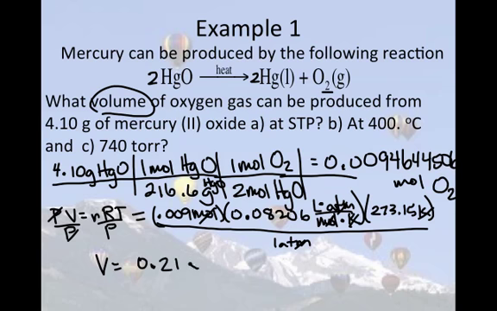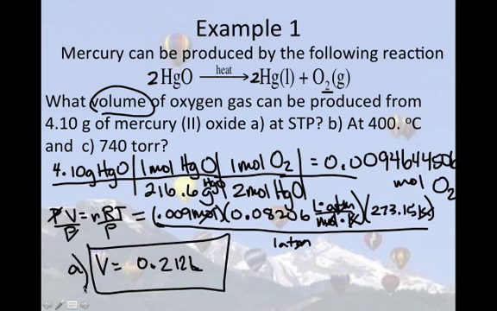Now, so that gives me a volume of 0.21 liters. I need one more sig fig, don't I? 0.212 liters. Sounds good. So for part A, at standard temperature and pressure, the volume of oxygen gas is 0.212 liters. All right, the trouble is we're not going to get mercuric oxide to decompose at 0 degrees Celsius. We're going to have to heat that sucker up.